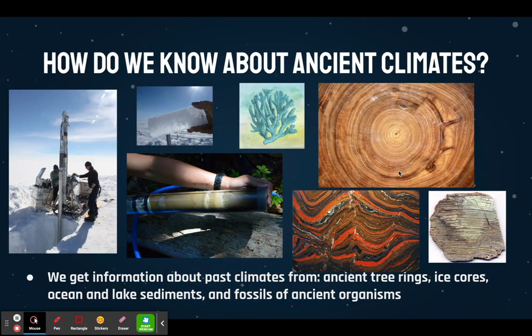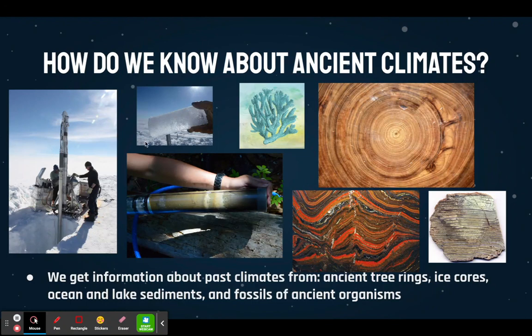Let's talk about how we know about the really far past climates and temperatures on the Earth. Obviously, the further back you go, the less sure we are. There's less information. It gets more theoretical. But we do have a lot of accurate evidence for what the climate was like a long time ago.